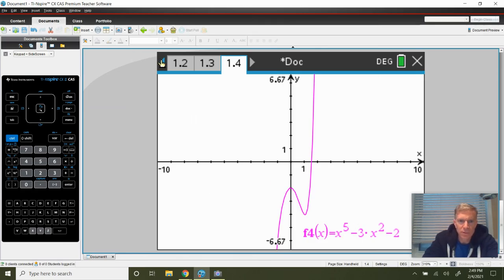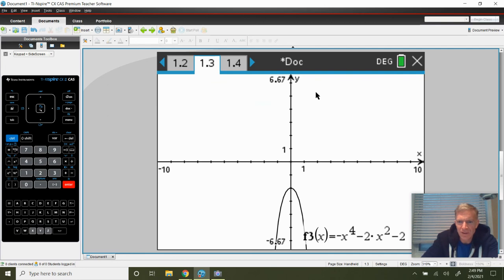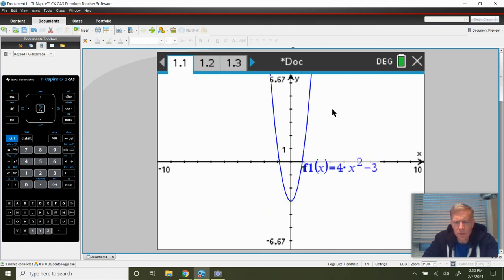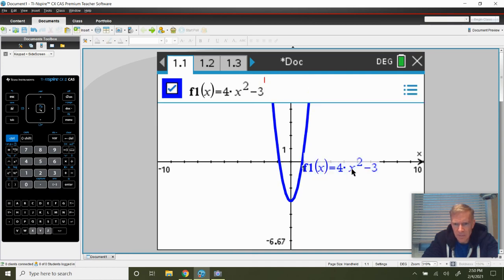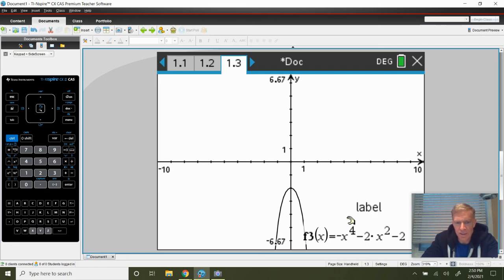Let's go back to the first one. We change this one, make that lead coefficient negative. Now look, the end behavior was up and up. What happens when we change this to a negative? Now it's down and down. Let's look at the other even degree function, which was number 3. When we make this lead coefficient negative, the first one is down and down, and the third one also changed to down and down.